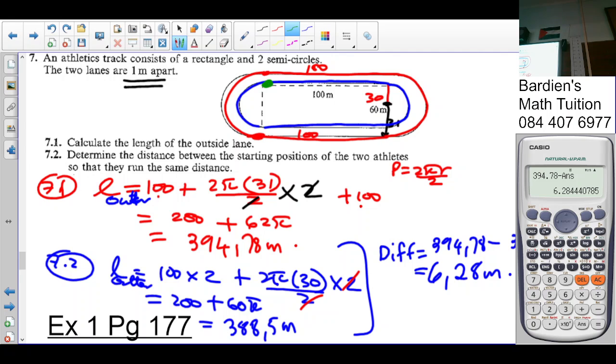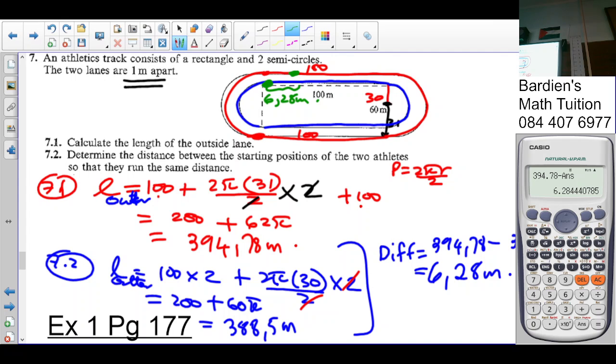So if both start here, then on the outer lane, that athlete will stand at that point. How many meters apart? 6.28 meters apart. You guys understand? Yes, sir.